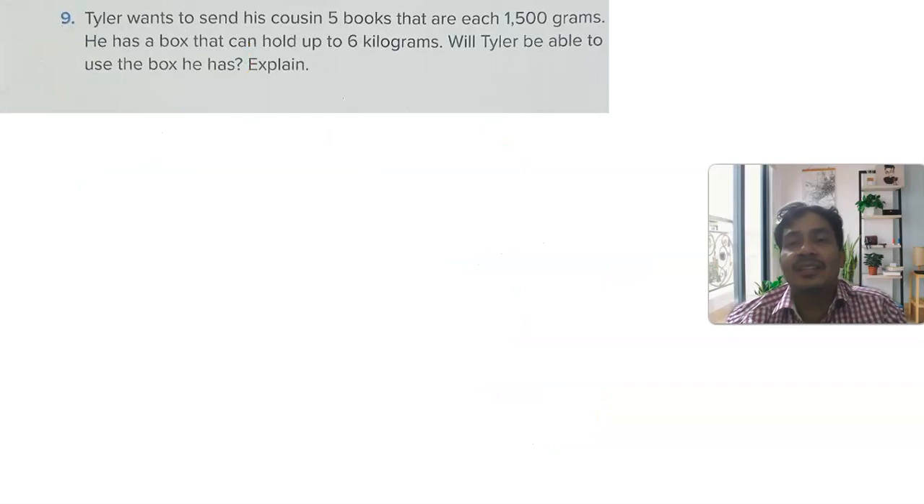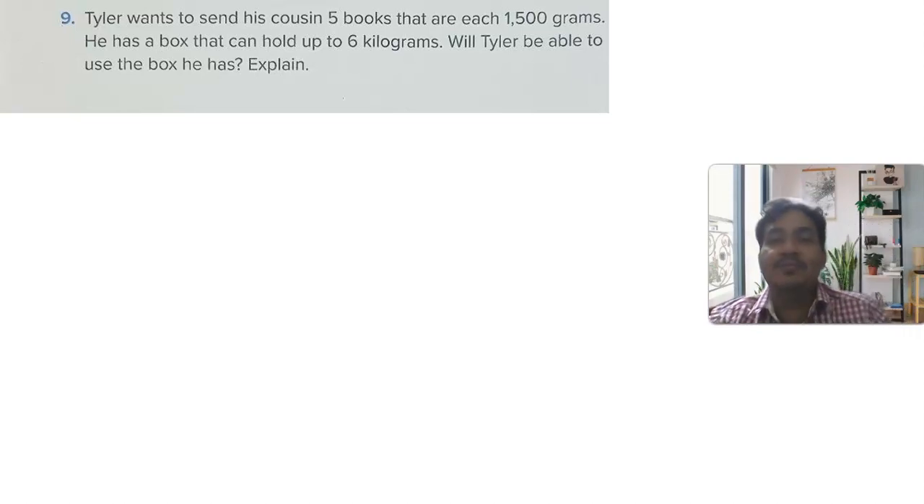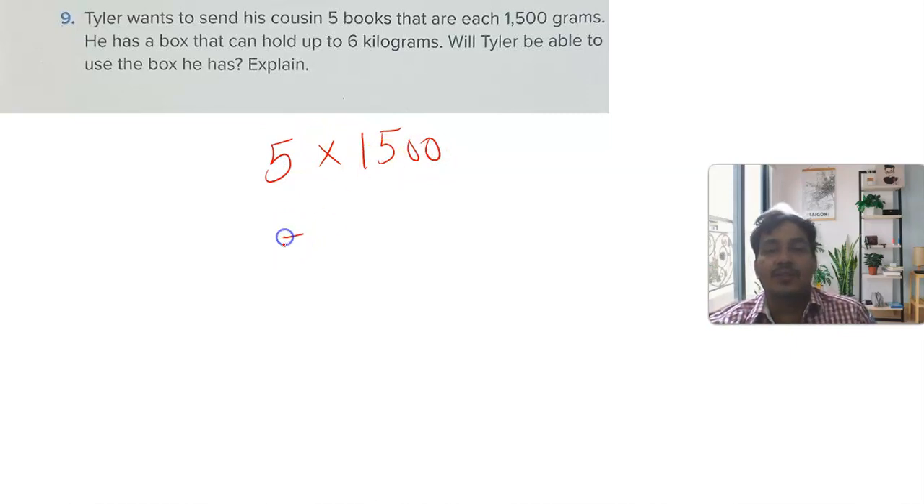Tyler wants to send his cousin 5 books that are each 1500 grams. He has a box that can hold up to 6 kilograms. Will Tyler be able to use the box he has? So he wants to send his cousin 5 books that are each this. He has a box. So basically it's 5 times 1500. So when you do this, you get 7500 grams.